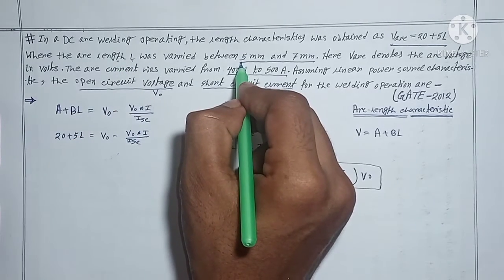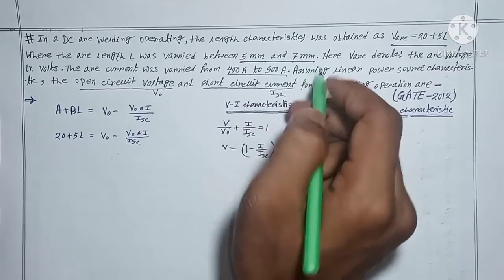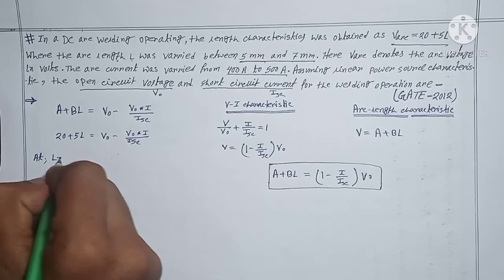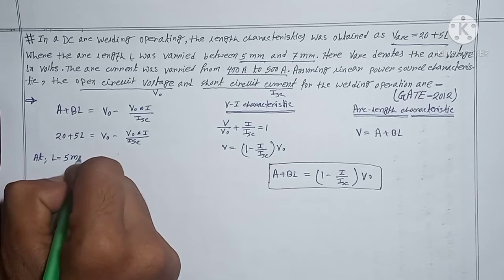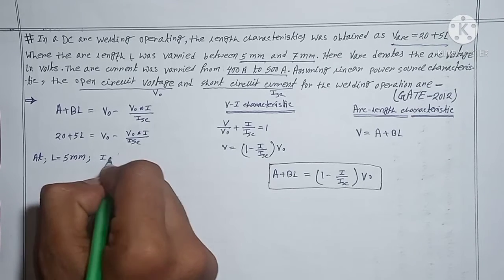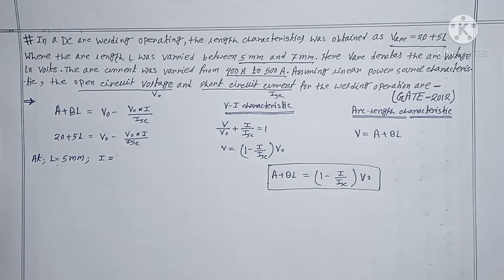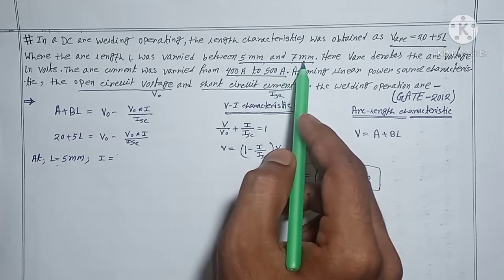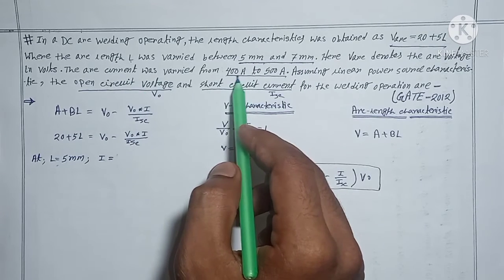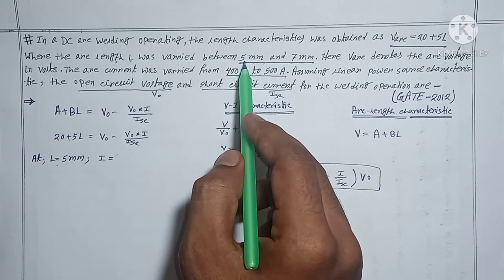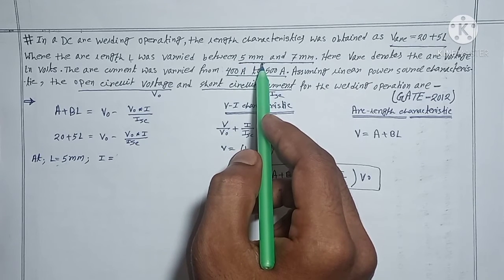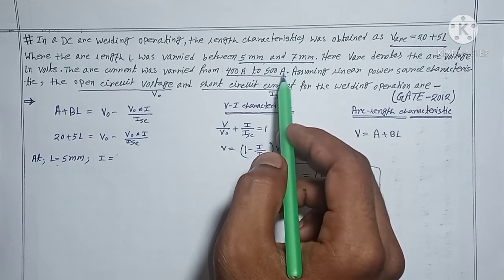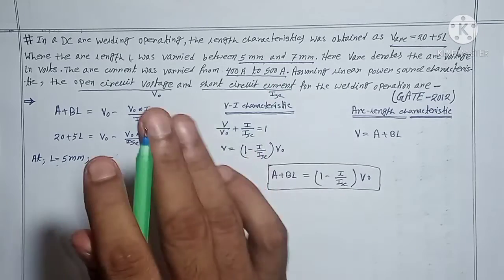Here there are two arc lengths, one is 5 mm, another is 7 mm. So let the first one be at arc length 5 mm, current I is equal to... Now this is very important, listen carefully. Most of the time students think that the arc length varies from 5 mm to 7 mm and current varies from 400 ampere to 500 ampere, means corresponding to 5 mm arc length the current is 400 ampere and corresponding to 7 mm arc length current is 500 ampere, but it is not like that.